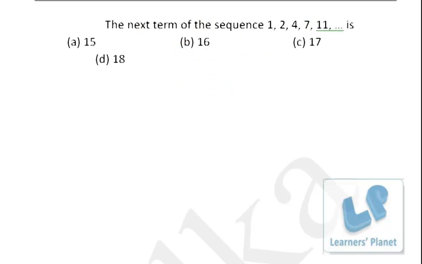Now let's see this question. The next term of the sequence. You can see the difference between the first and second term is 1, and then 2, and then 3, and then 4. So the next difference should be 5, right? So the next term is 11 plus 5, that's 16. It's neither AP nor GP, not even HP. The next term will be 16.